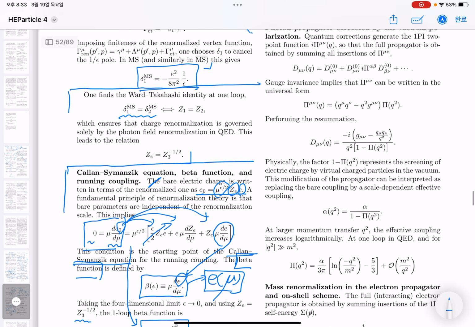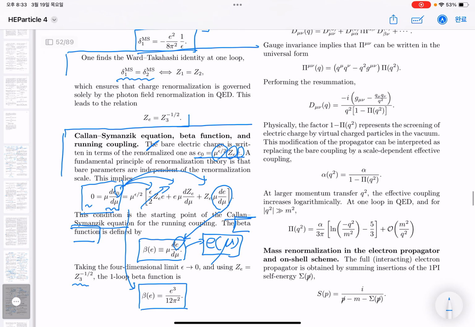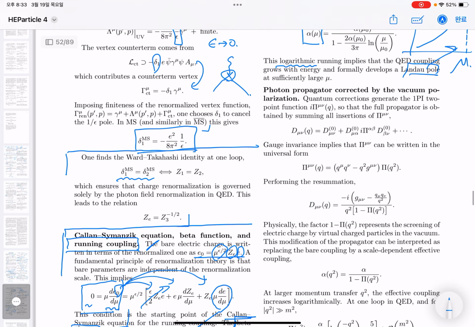Now we know that the electric coupling of QED runs over the energy scale. This is called the running coupling, which is a result of the renormalization. And I will turn to how the photon propagator corrects the vacuum polarization. This is a different approach to get the running coupling, with some more intuition and qualitative explanation. So actually the photon propagator contains all the loop diagrams.